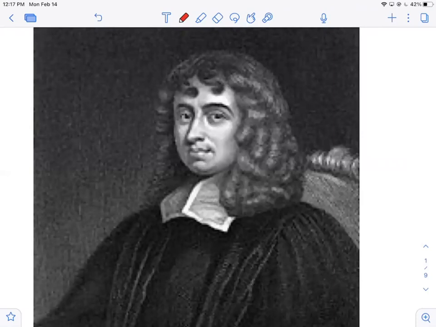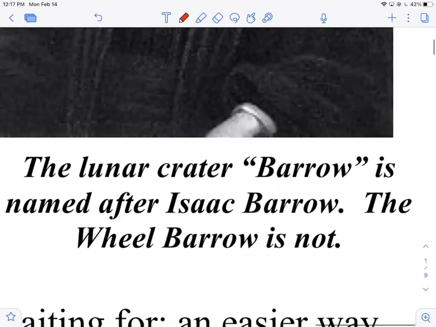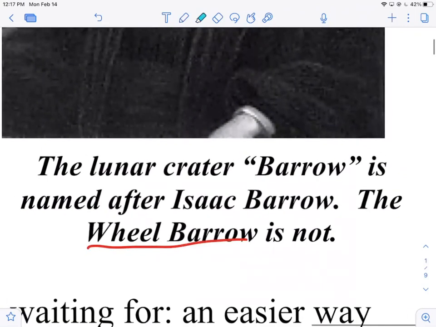But anyway, Isaac Barrow, you might think that the wheelbarrow is named after him, but the wheelbarrow is not named after him. But if you've ever been to the moon, or if you ever plan on going to the moon, there is a crater on the moon that's named after Isaac Barrow. It's called the Barrow crater. It's a must-see if you ever go to the moon. So he's not good enough to have anything on planet Earth named after him, but on the moon, yeah, we'll name the crater after him.